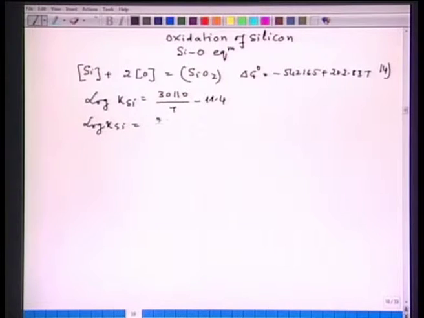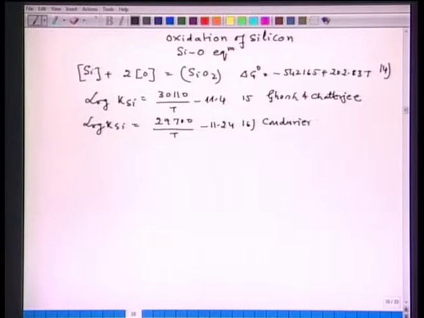Now, different sources have given slightly different values. I thought to give you the value of log K silicon from other sources also. So, log of K silicon from other sources is 29,700 upon T minus 11.24. In fact, this is equation 15, this is equation 16. Equation 15 I have taken from the book of Ghosh and Chatterjee, the reference I have given at the end of this lecture. And this I have taken from the book by Cordier et al. Again the reference I have given at the end of the chapter.